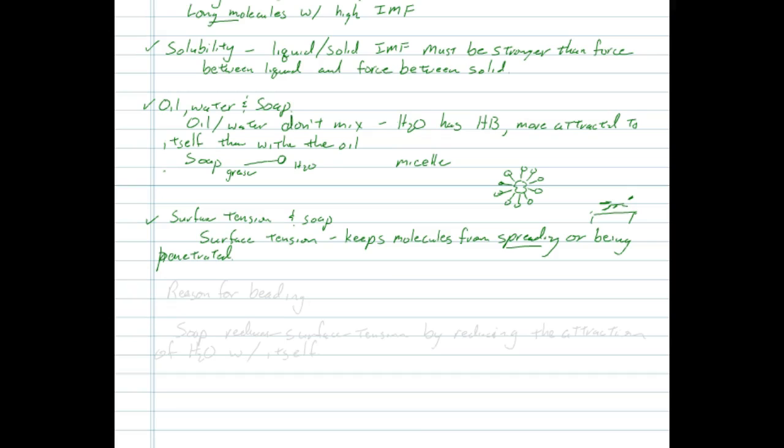And this is the reason for beading. This is why you need wax on your car. It prevents water from penetrating the surface of your car. And it's why you need soap to get your car clean.